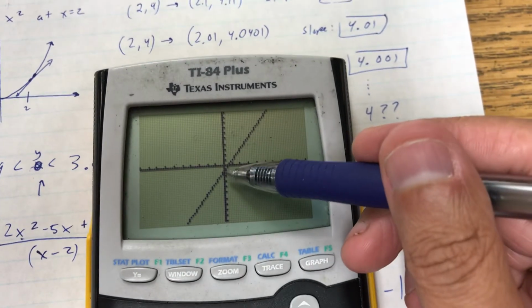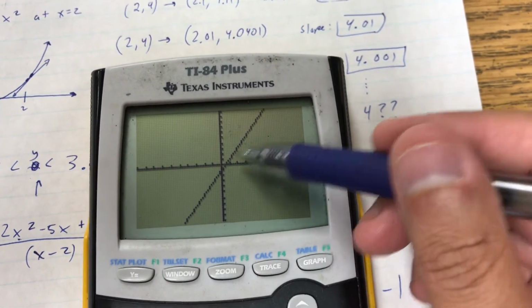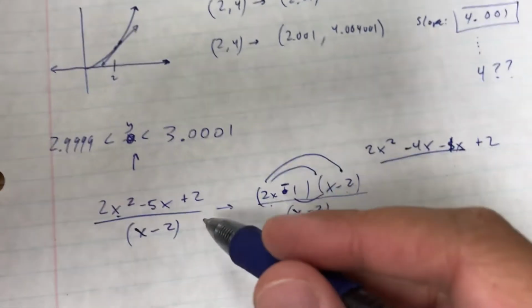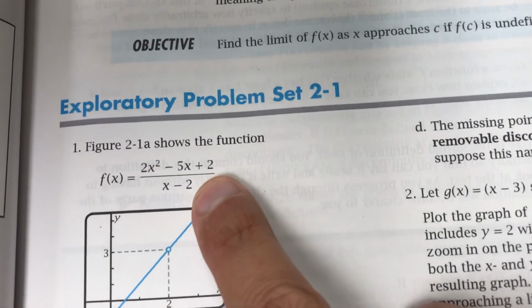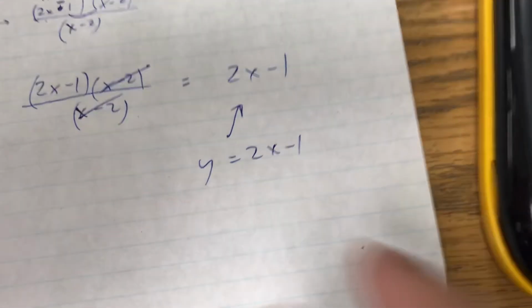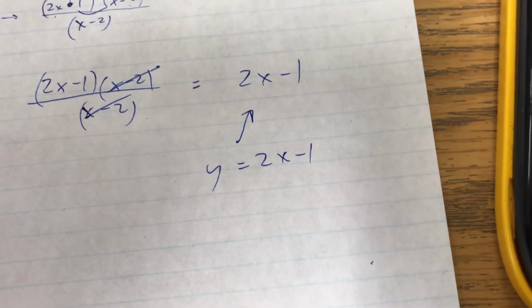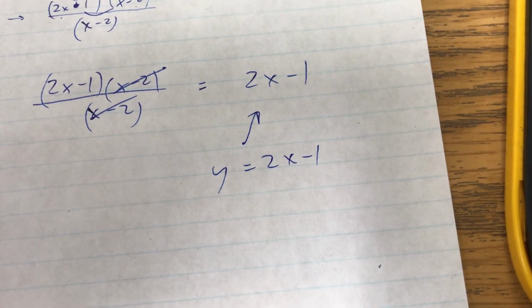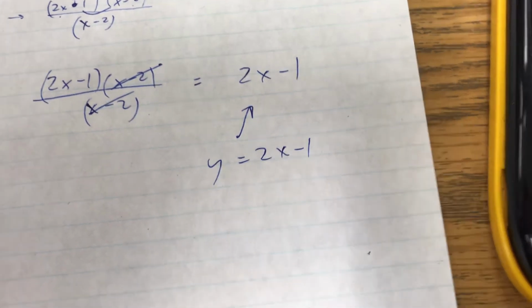It's crossing the x-axis at negative 1. I think if you count a slope off there, you'll find out the slope is 2. Okay? So this original function that they gave us can be simplified by factoring and canceling out the x minus 2 to leave you with the straight line equation y equals 2x minus 1. Okay? It's going to look a whole lot like that other graph. Now, people sometimes say, oh, the function simplified to be 2x minus 1. You do have to be careful.